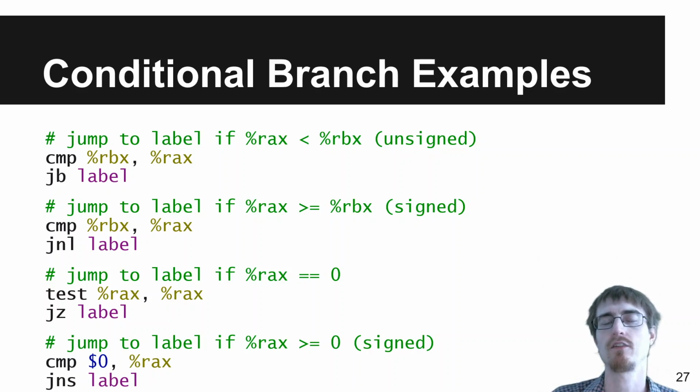Finally, here we have another comparison. So we compare RAX against 0. That is, we take RAX and we subtract 0 from it. So in case now that RAX is negative, then we will see this in the flags. If it's not negative, then the sign bit will not be set. So we can use JNS to jump based on whether RAX is negative or not.